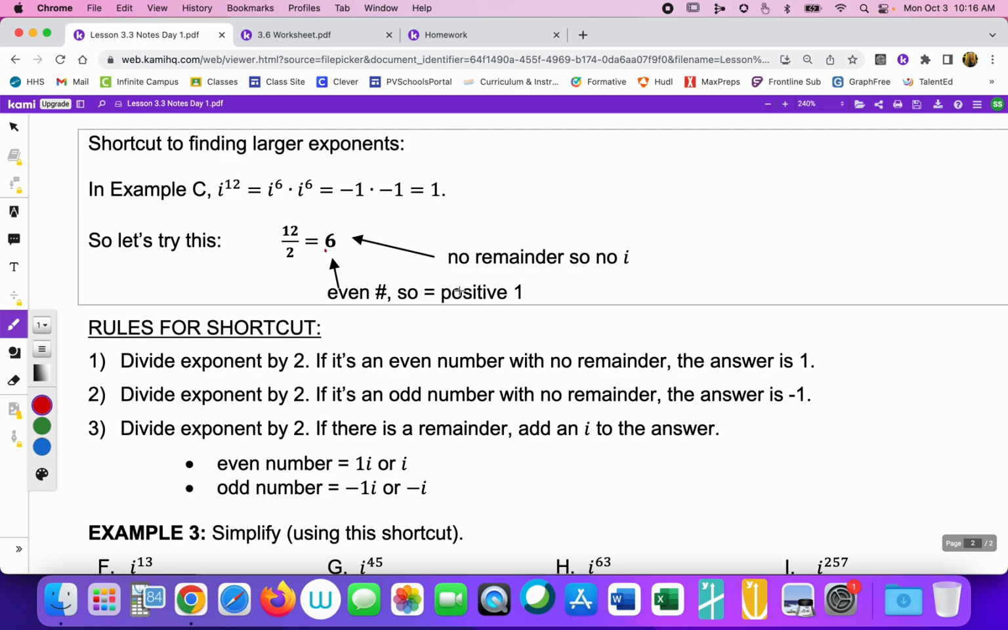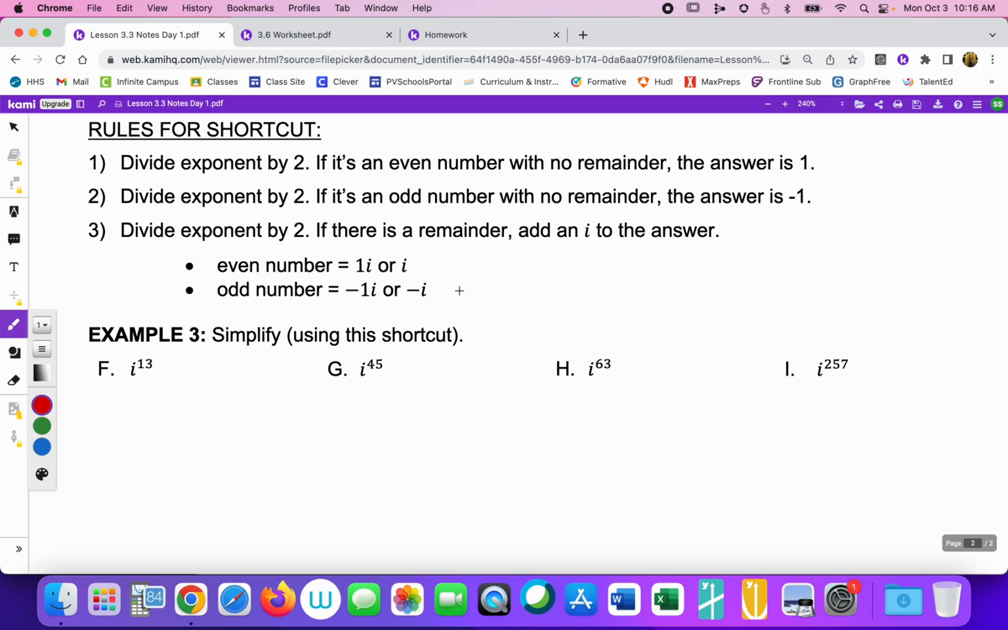But the rules for your shortcut are right here. You divide the exponent by 2 no matter what. If it's an even number with no remainder, meaning no half, the answer is positive 1. If it's an odd number with no remainder, the answer is negative 1. If there's a half or any remainder, you tack an i onto one of those. So it's either a positive i or a negative i, depending on an even number or odd number.